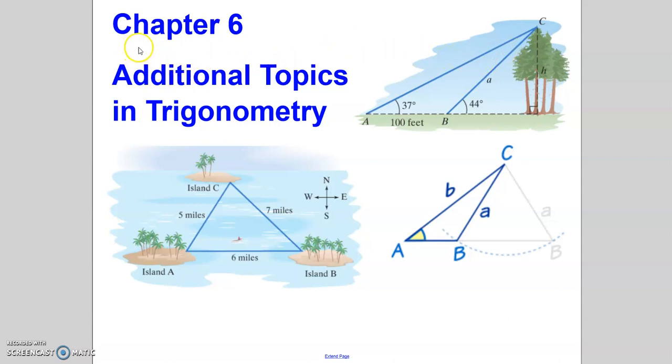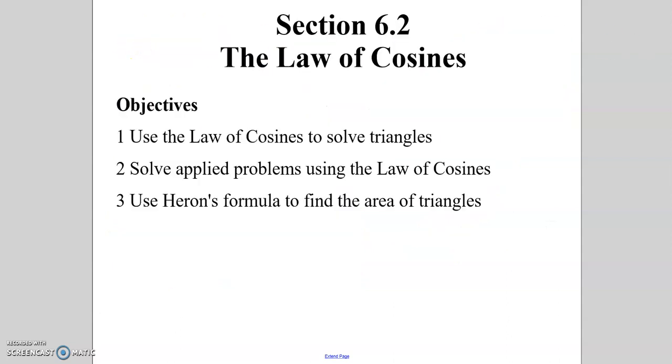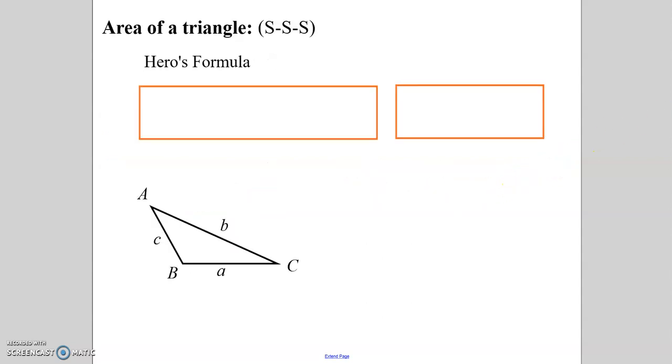Hello students, today we're going to continue chapter 6 and finish up section 6.2, the law of cosines. We have already done objectives 1 and 2, and today we will be looking at number 3, using something called Heron's formula to find the area of triangles. This is a formula that can find the area of a triangle if you just know the three sides of the triangle.